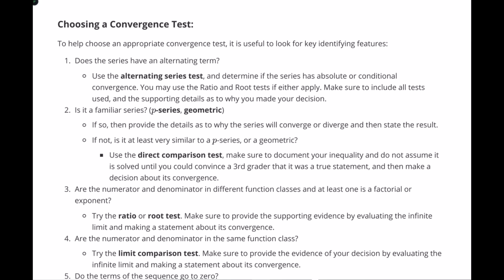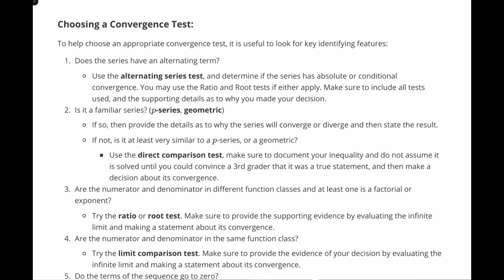So with the conclusion of the root test, we've learned all the different types of convergence tests that we're going to learn in the class. What we really need now is a strategy for choosing an appropriate test given some particular series that we're given to work with.